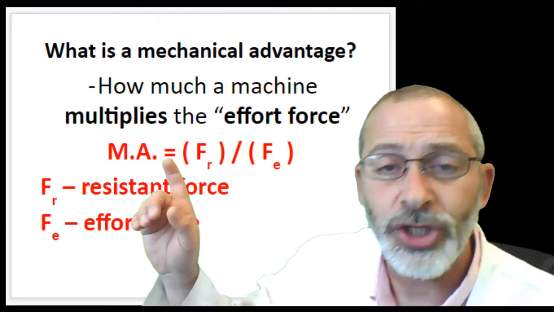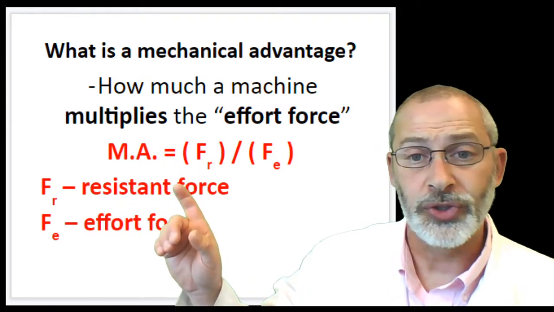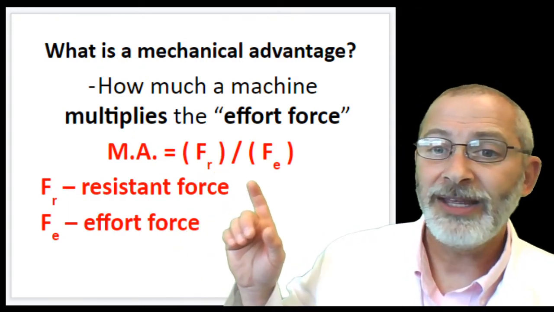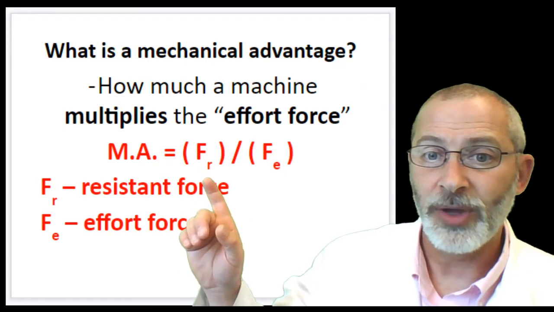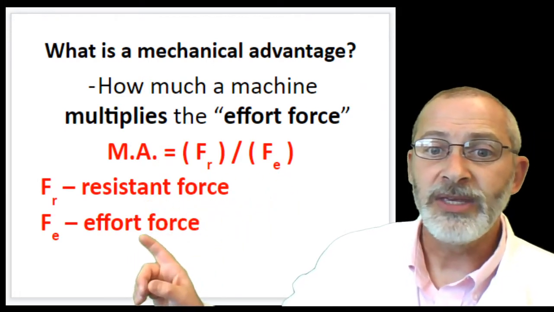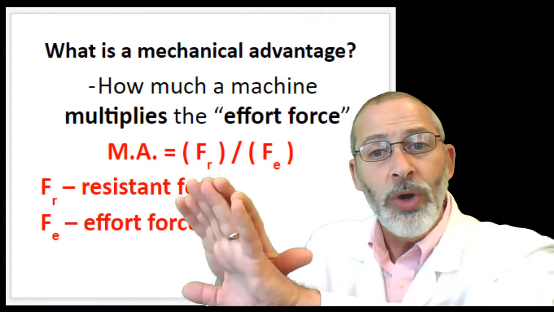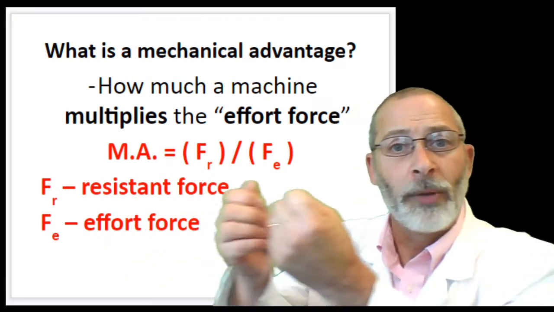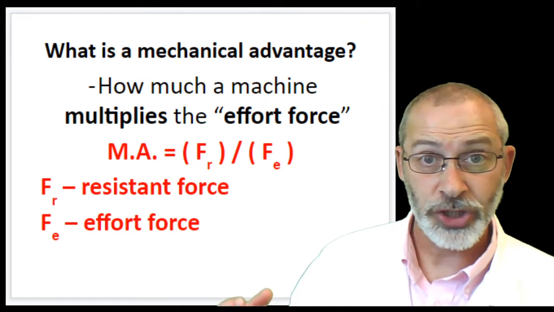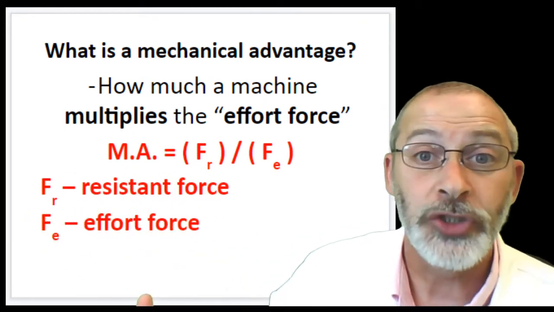Mechanical advantage, abbreviated by capital M, capital A, is equal to the resistant force divided by the effort force. So F sub R is the resistant force, F sub E is the effort force. Remember, the effort force is how much you are actively pushing or pulling on something, and the resistant force is how much the other thing is pulling or pushing against you.